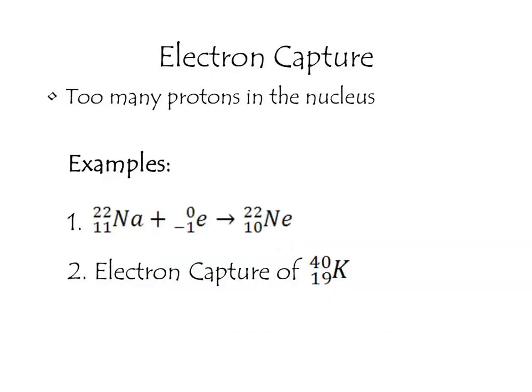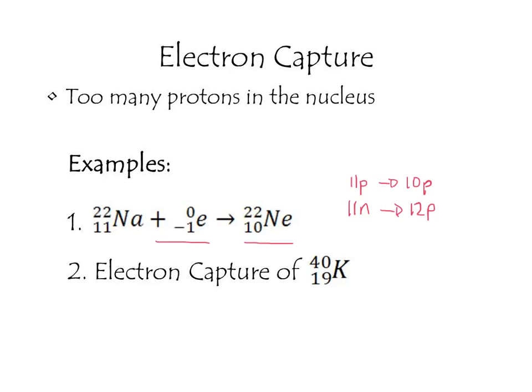So let's look at a couple of electron capture examples. Let's take the first one, sodium-22. It has 11 protons, 11 neutrons, and if it captures an electron, we lose a proton, but we gain a neutron, and so we have a new element, neon-22.